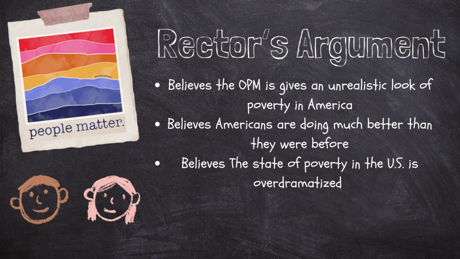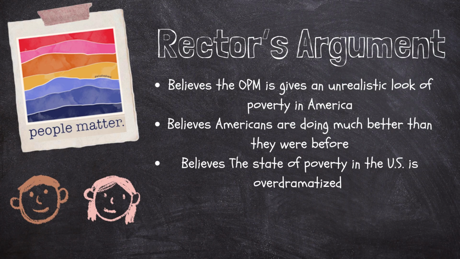Secondly, Rector argues that the average impoverished American has the same standard of living as a typical European. Quote, "The typical poor American had more living space than the average European." Rector dismisses the difference in overall day-to-day living between the U.S. and Europe. While to a typical European, having a car is a luxury, it is a necessity for Americans due to our differences in access to public transportation and less walkable cities.